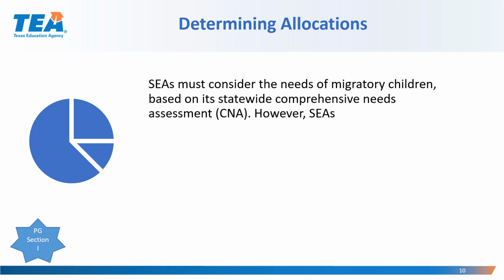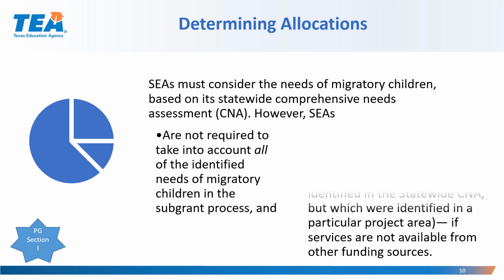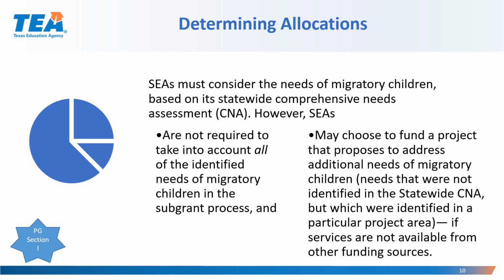In determining allocations, SEAs must consider the needs of migratory children based on its statewide comprehensive needs assessment. However, SEAs are not required to take into account all of the identified needs of migratory children in the subgrant process and may choose to fund a project that proposes to address additional needs of migratory children, needs that are not identified in the statewide CNA, but which were identified in a particular project if services are not available from other funding sources. For details on the comprehensive needs assessment as it relates to the elements of the continuous improvement cycle, please refer to the statewide delivery plan under Section 1, Program Overview of the Program Guide.